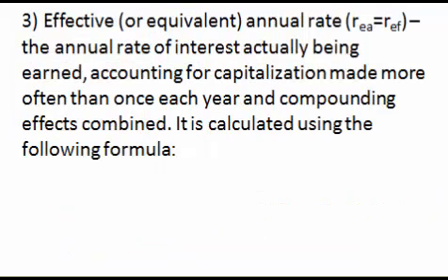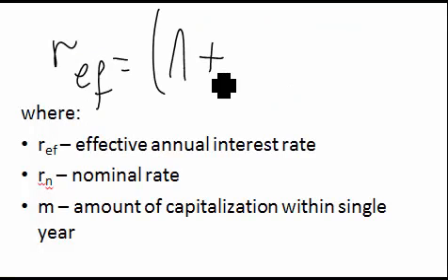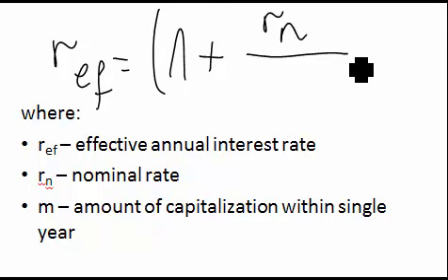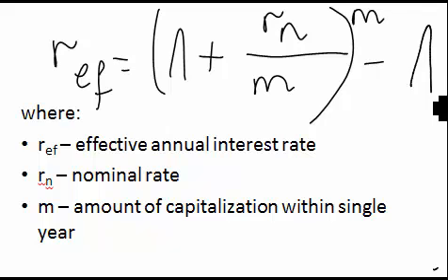The last one, effective or equivalent annual rate, is the annual rate of interest actually being earned, accounting for capitalization made more often than once each year and compounding effects combined. It is calculated using the following formula. Effective annual rate equals 1 plus nominal interest rate divided by number of capitalizations within 1 year, raised to the power of number of capitalizations within a year, minus 1.